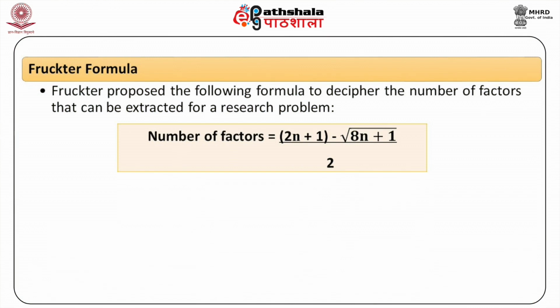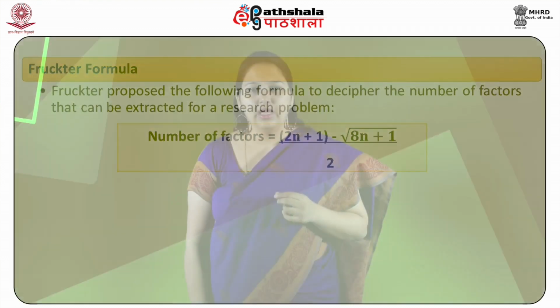The Fructer formula. Fructer proposed the following formula to decipher the number of factors that can be extracted for a research problem. Number of factors is equal to 2n plus 1 minus under root 8n plus 1 divided by 2, where n is the number of variables in the correlation matrix. Let us understand this through an illustration. Identify the number of factors that can be extracted in a research problem with 15 variables.